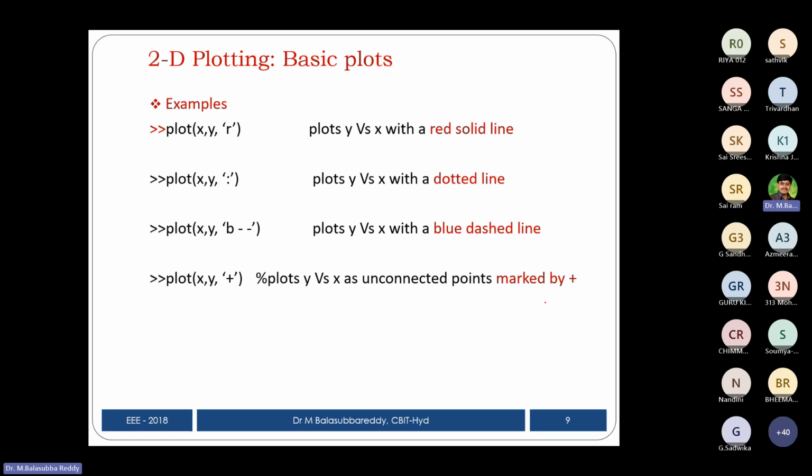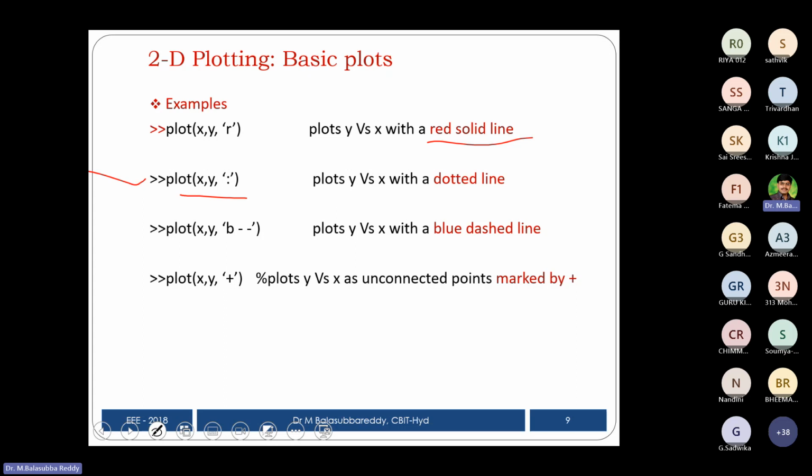Now plot x comma y comma r. That means it is showing a red solid line. And x comma y colon, what is the meaning? Anybody tell me what is the color now? I am not specifying a color, but if I execute this, what color will it be? It will be blue, the default color.